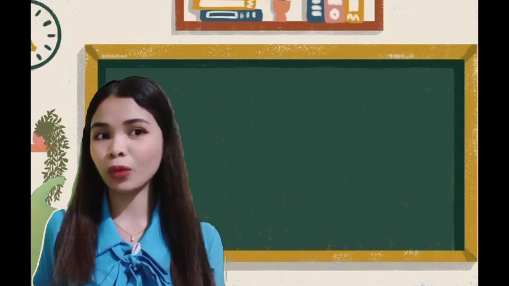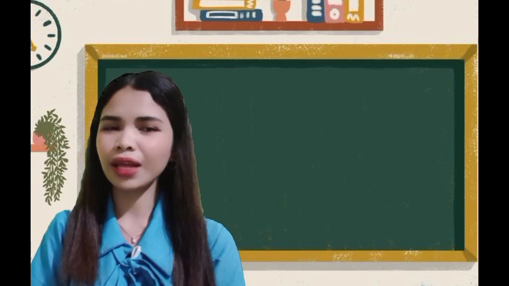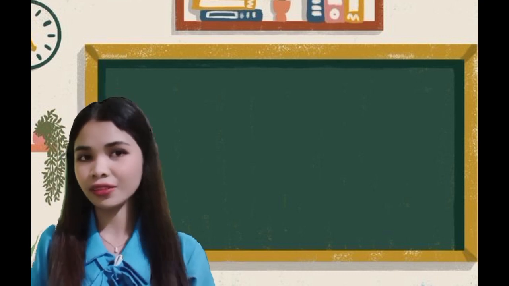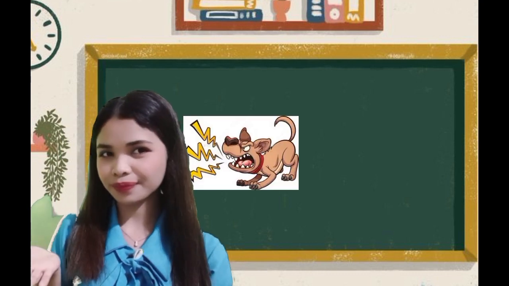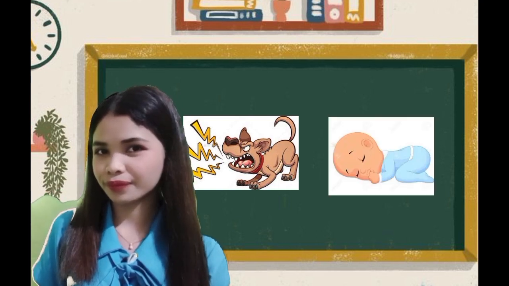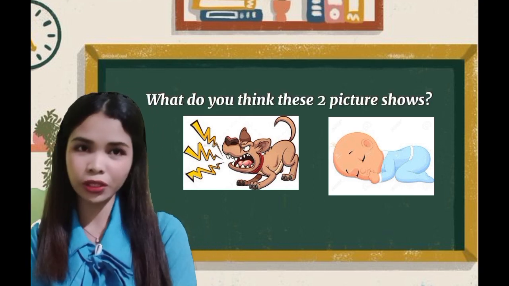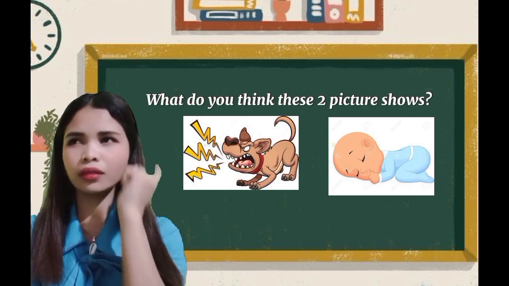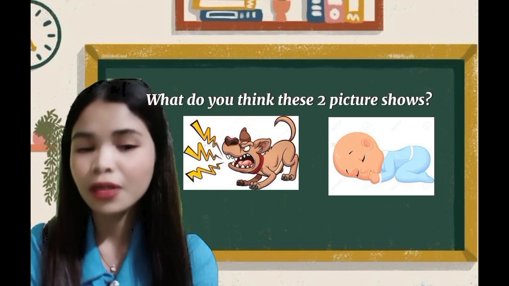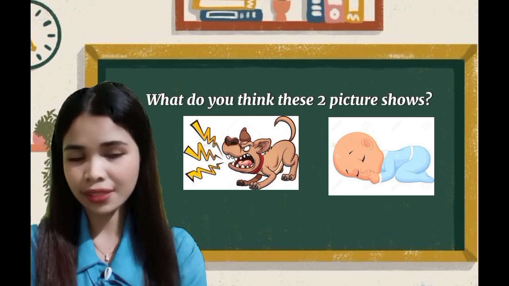Before we start our discussion, I will show you two pictures and you are going to describe what the two pictures show. Okay, the first picture please. And the second picture is... Okay, what do you think these two pictures show? Yes, you're right. The first picture shows a dog barking and the second picture shows a baby sleeping.